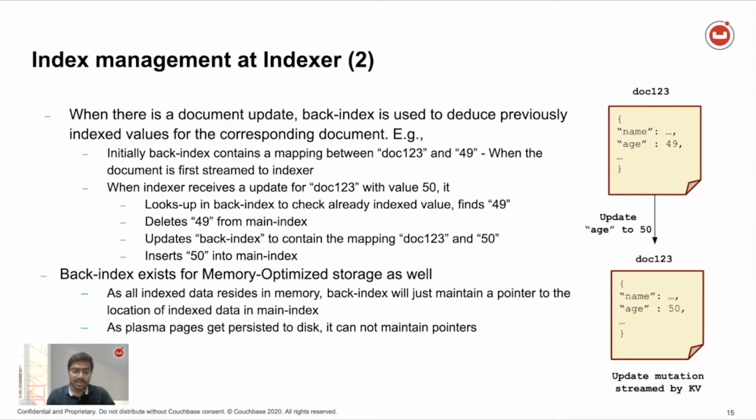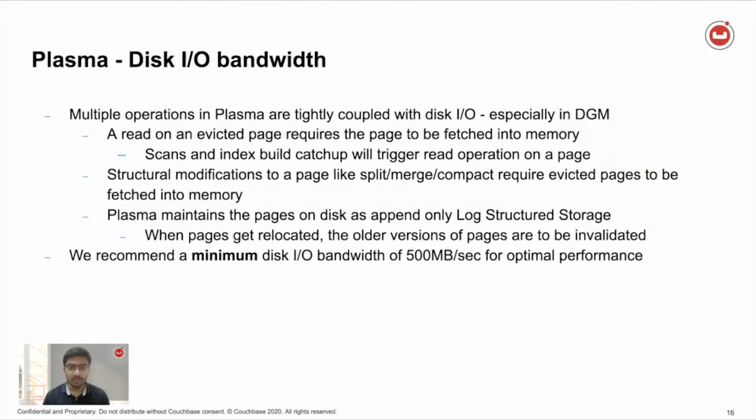In the Plasma storage engine, as the Plasma pages get persisted to disk, it cannot maintain pointers, because if the back index in Plasma maintains a pointer to the page in main index, and if the page gets persisted to disk, then the pointer points to an incorrect location, which can lead to incorrect results.